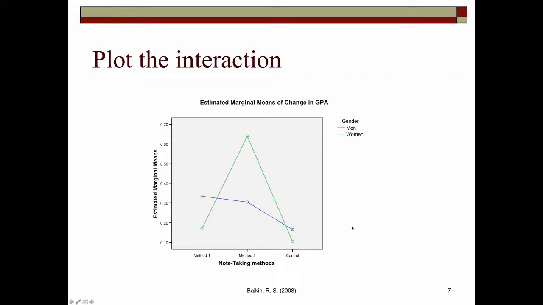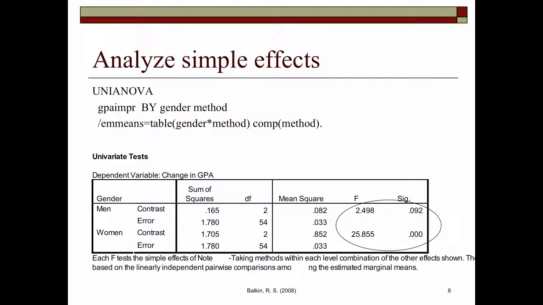When we graph it, we can see that what's going on with males across note-taking methods is very different than what's going on with females across note-taking methods. Notice that between note-taking method 1 and note-taking method 2, there was not much of a difference for males. But for females, we see a much larger difference between method 1 and method 2. So because we have a significant interaction, we can't look at just gender and method, because what's going on with males across note-taking methods is different than what's going on with females.